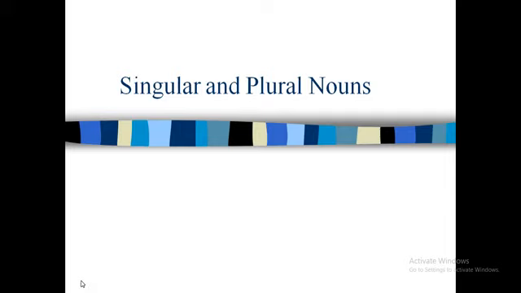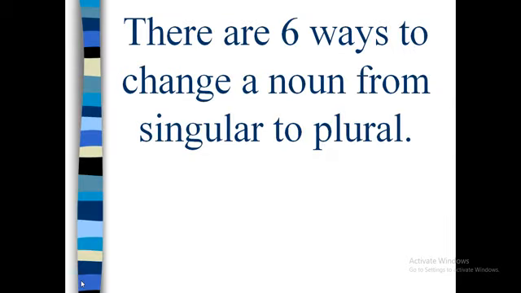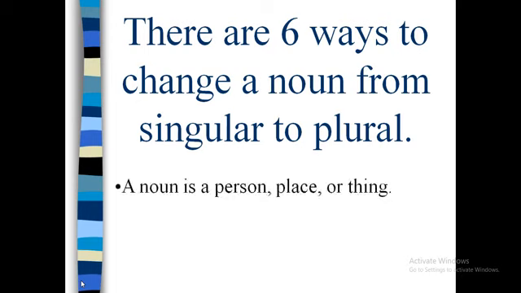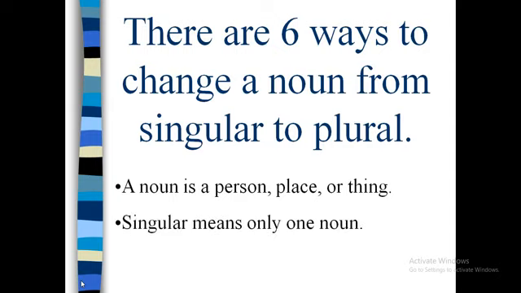Today we are going to talk about singular and plural nouns or plural forms in your book, page 11. Now, number 1, singular and plural nouns. There are 6 ways to change a noun from singular to plural. A noun, what is a noun? A noun, for example, is a person, a place, or a thing.